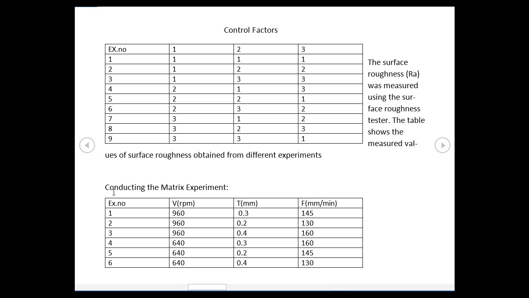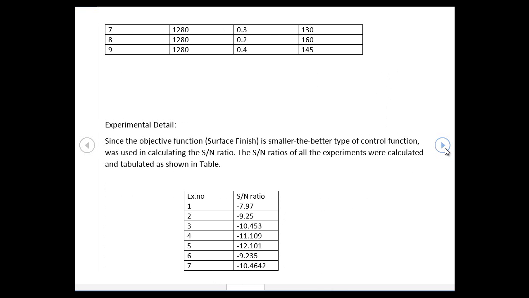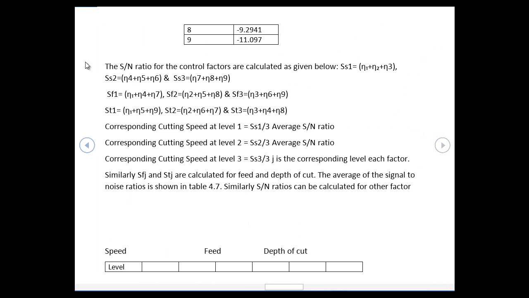I need to conduct the matrix experiment. For experiment 1, these are the values that I got for the respective velocity, time, and the feed. Now I need to mention the experiment data. Since the objective is to get a smaller S by N ratio, the S by N ratio of all experiments are calculated and tabulated below. These are the S by N ratio that I got, total 9.